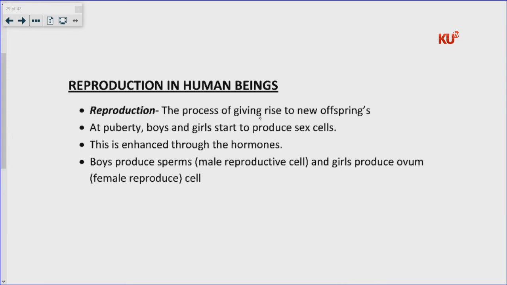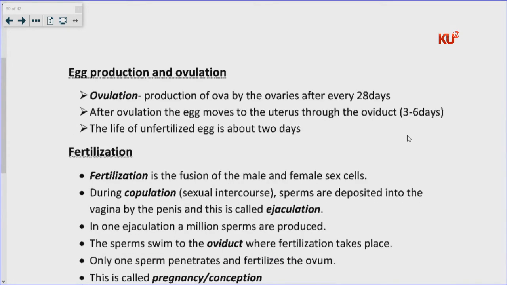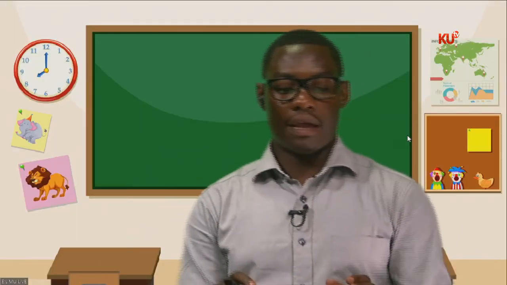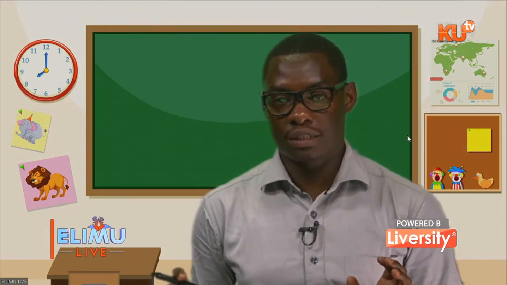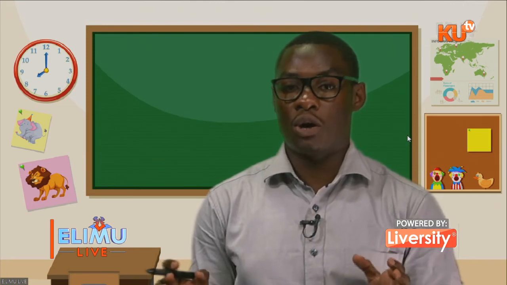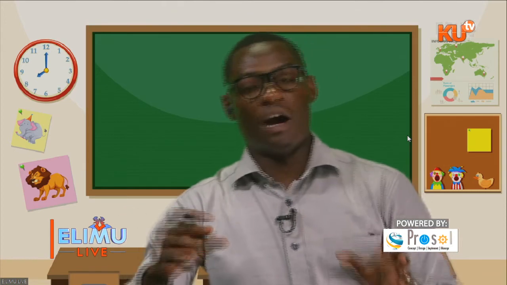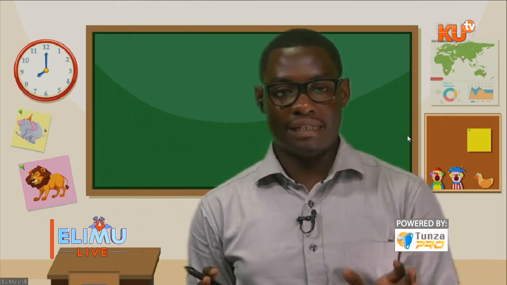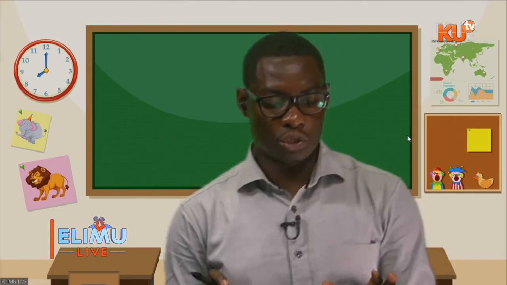Reproduction is the process of giving rise to new offsprings, and at puberty, the boys and the girls produce sex cells. We already looked at that, and it is enhanced through hormones. So I want us to look at egg production and ovulation. Egg production is also called ovulation. The ovaries produce the ova through a process that we call ovulation, which takes place after every 28 days. After ovulation, the ovum takes around 3 to 6 days to move through the oviduct, also called the fallopian tube.